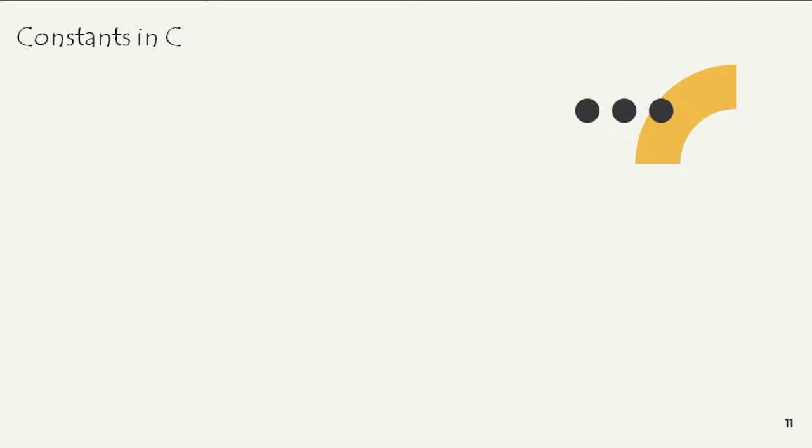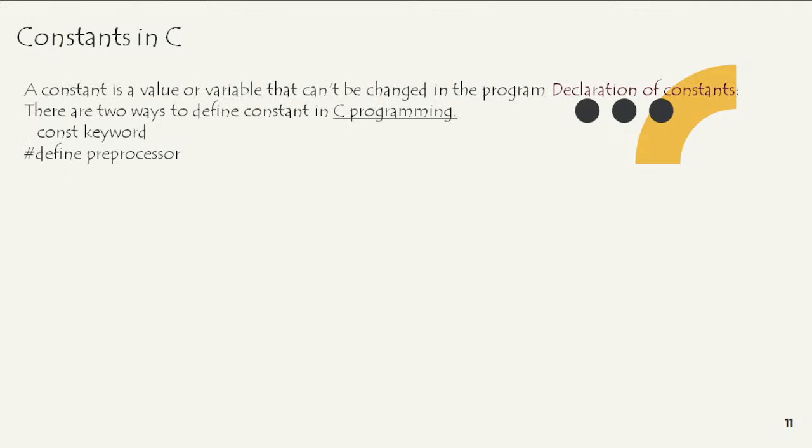So the next concept is constants in C programming language. A constant is a value or a variable that cannot be changed during program execution. This is the difference between a normal variable and a constant variable. When you say something is constant, those values are never changed during the execution of your C program. And we can declare constants in C in two ways: simply by using the constant keyword const, and the second way by using the hash define preprocessor.